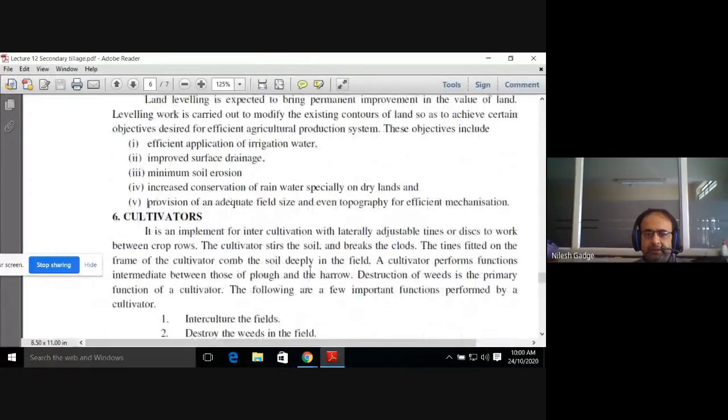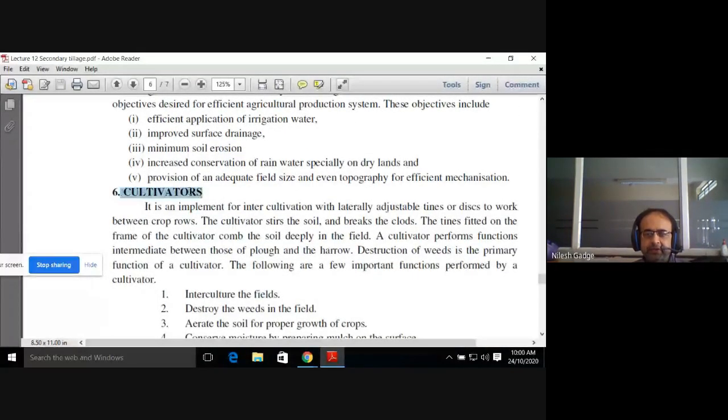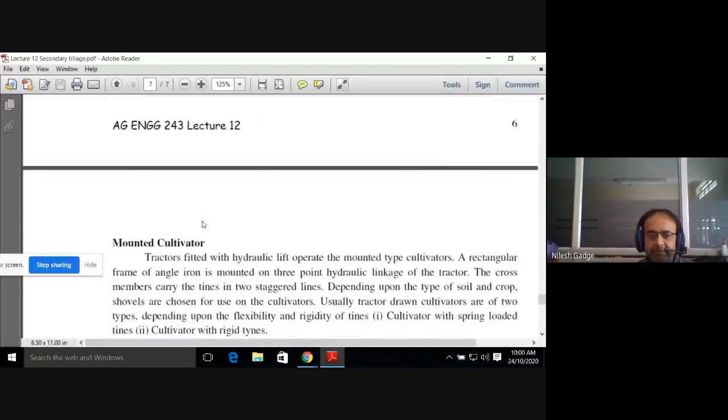Then also another equipment, cultivator. Cultivator is also a secondary tillage implement. It is important for exam. It is an important secondary tillage implement for intercultivation with laterally adjustable tines or discs to work between the crops. I will show you the figure of cultivators later. Already we have seen it in the previous slides on primary tillage and secondary tillage, where I have already shown the cultivator. And the cultivator is of two types. It is a spring type cultivator, and the second is a rigid type cultivator. So we'll see first of all if the figure is there.